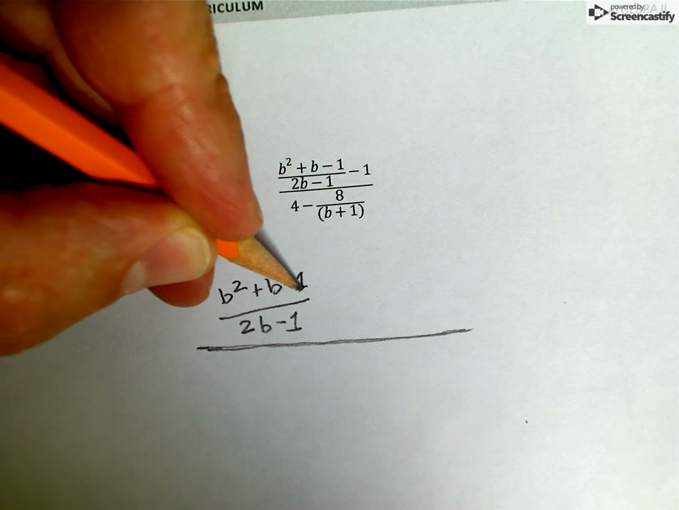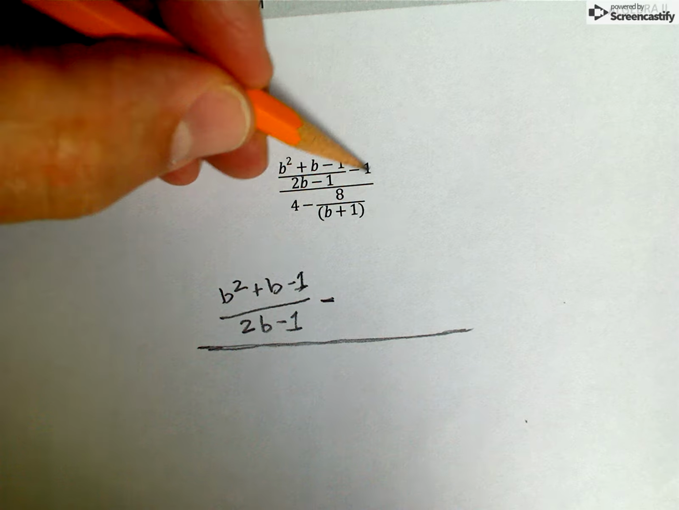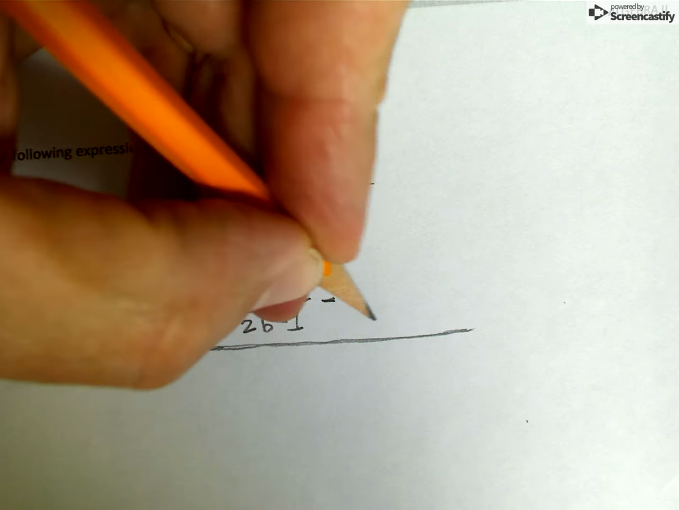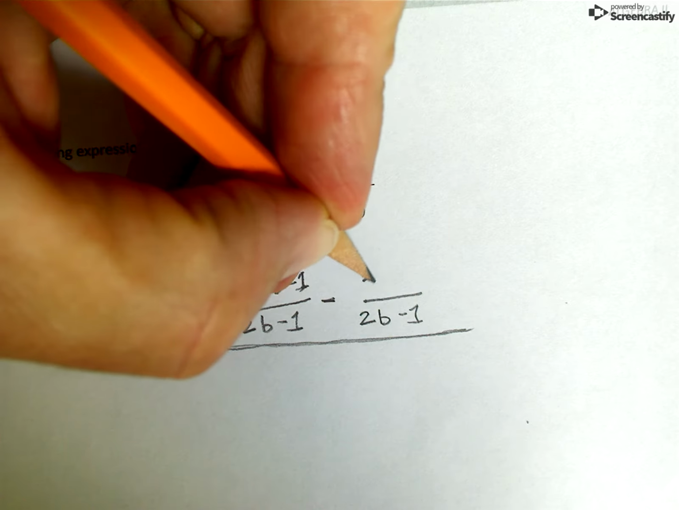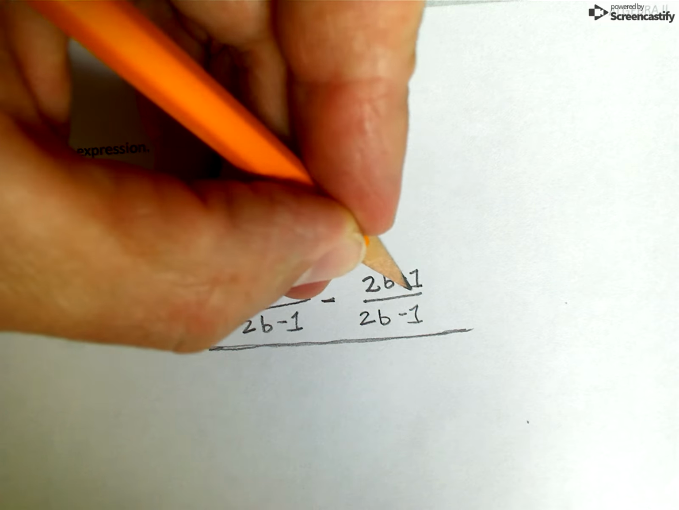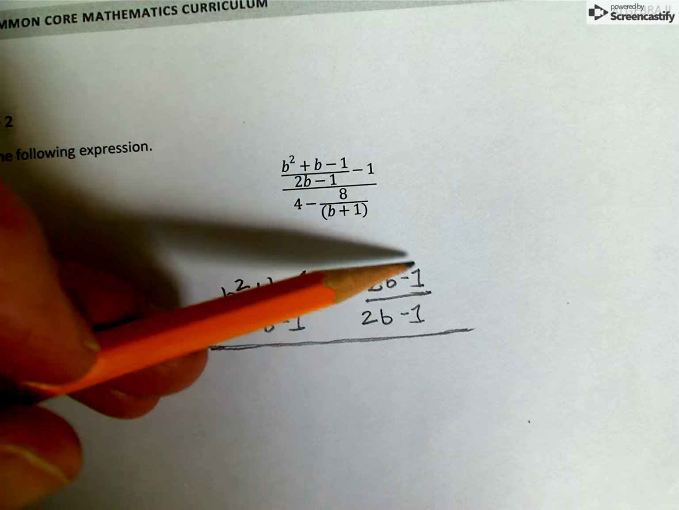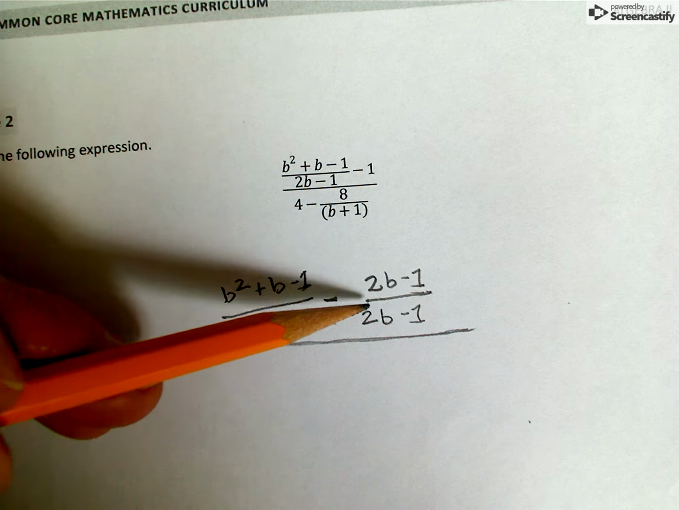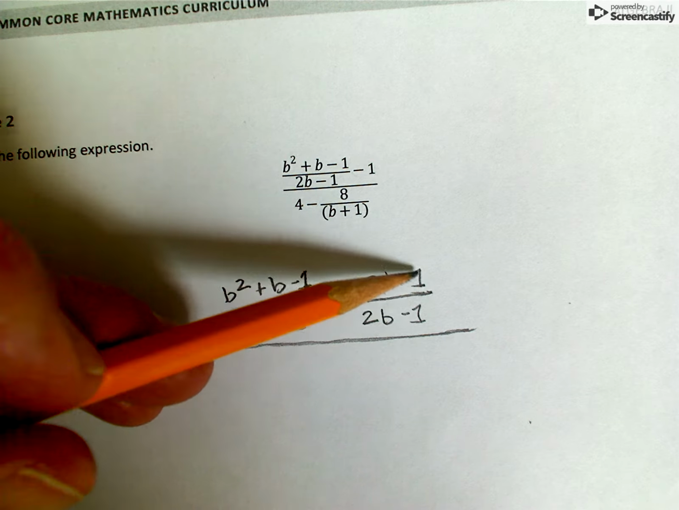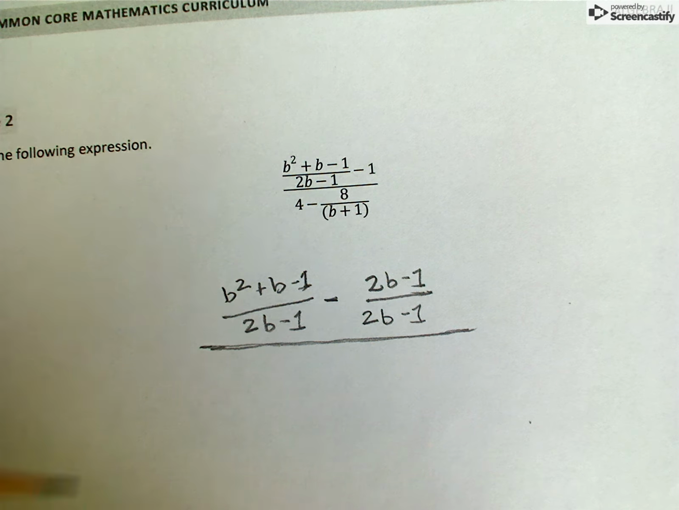So I can take the first little rational expression here, and when we're subtracting or adding 1, it's pretty easy. The denominator just becomes the numerator and the denominator in this one. So notice this still equals 1. This -1 became minus 2b minus 1 divided by 2b minus 1.